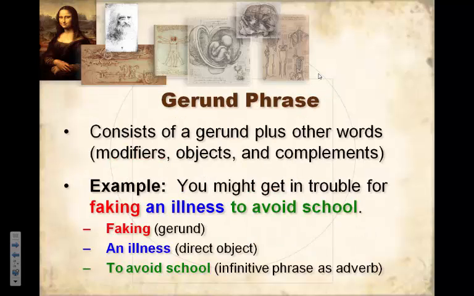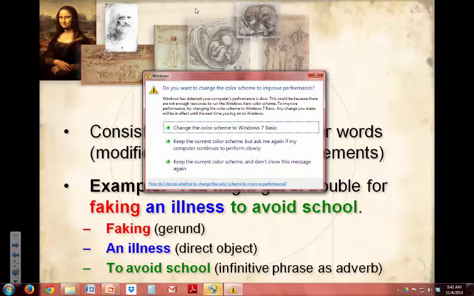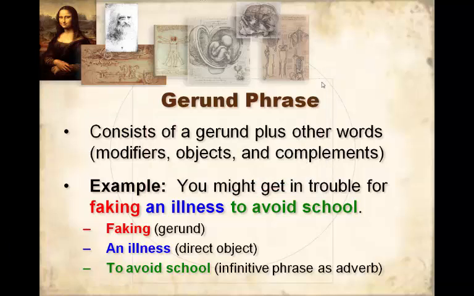Okay, so a gerund phrase consists of a gerund, which is the word that's ordinarily the verb, but it's functioning as a noun. So it consists of a gerund plus all the other words, any other modifiers that are included, like objects, complements. So here's an example.